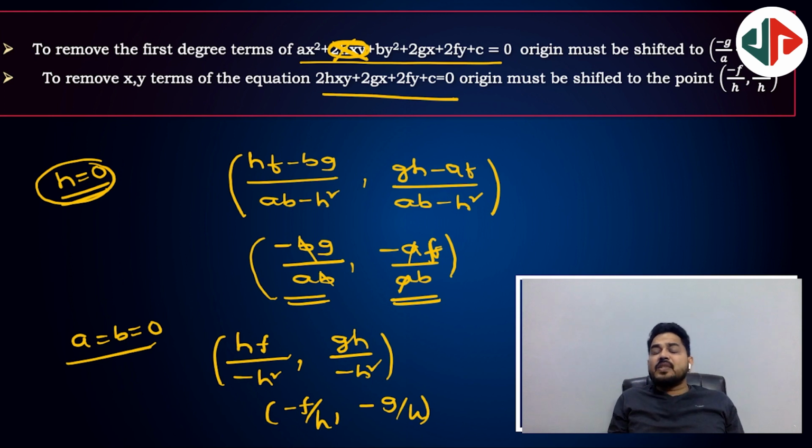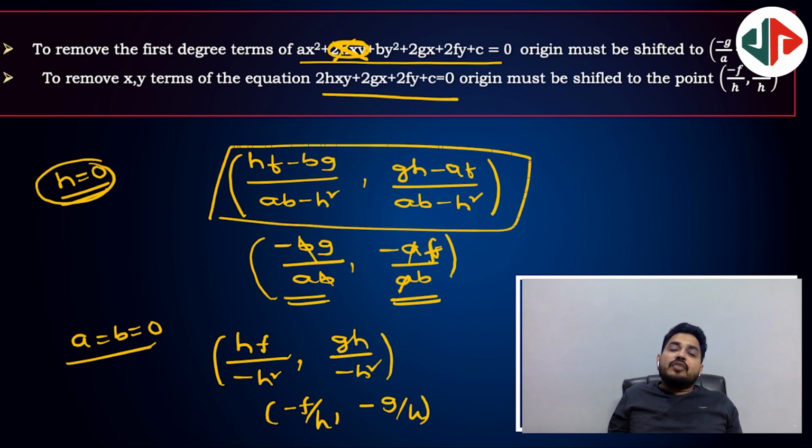When in ax square plus 2hxy plus by square plus 2gx plus 2fy plus c is equal to 0, if a is equal to 0, what is happening? b is equal to 0, what is happening? h is equal to 0, what is happening? g is equal to 0, what is happening? These are the things we are looking at in this one. But the more important thing is, to eliminate the linear term, we need to shift the origin to (hf minus bg) by (ab minus h square), (gh minus af) by (ab minus h square).